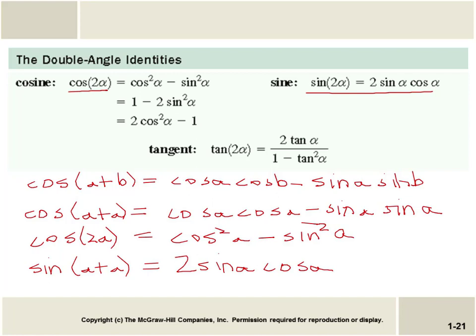So why do I say don't memorize them? Because it's pretty clear if you have this sum and difference memorized, then it'll take you a second to get to this. If you would like to memorize it, I'm not saying don't, but the most important is the sum and difference.